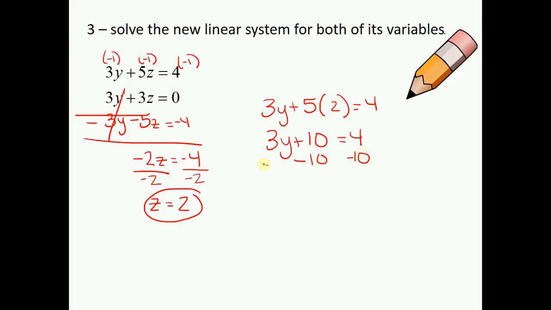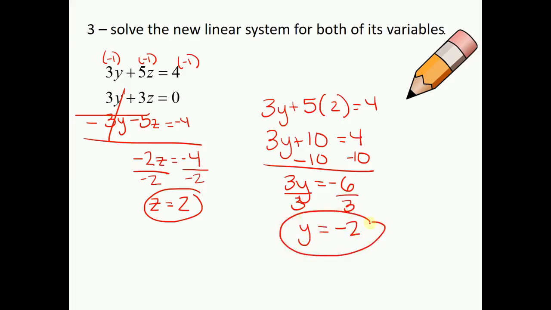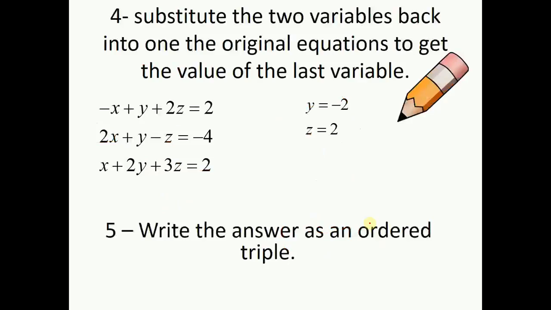Subtract the 10, get negative 6, divide by 3, y equals negative 2. Now, I have two of my values. I have z equals 2 and y equals negative 2.